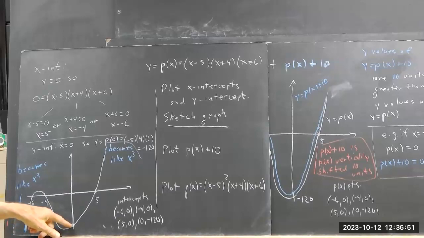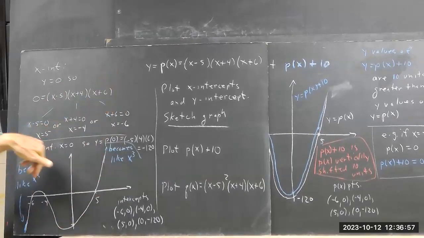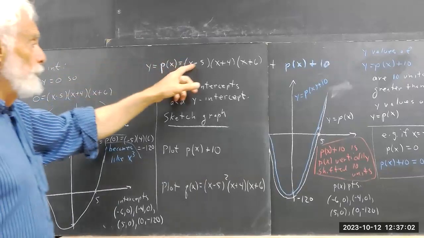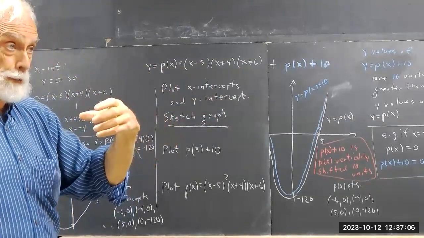So right there's your y-intercept at negative 120. And then you sketch the graph. Why does the graph go up over here and down over here? Well, it's because when you expand this, when you multiply all this out, you end up with an x cubed as the highest power term.